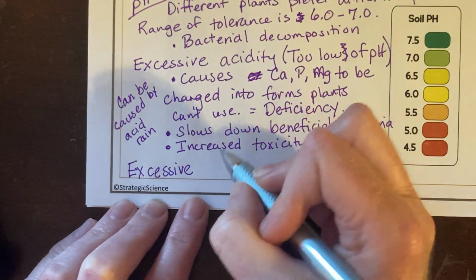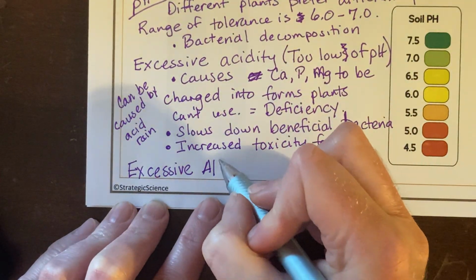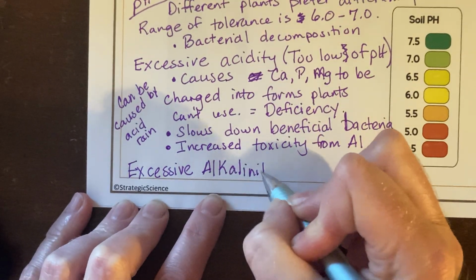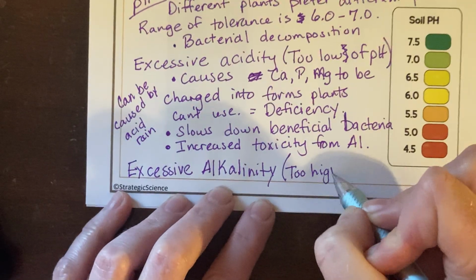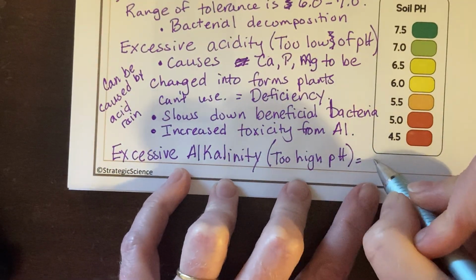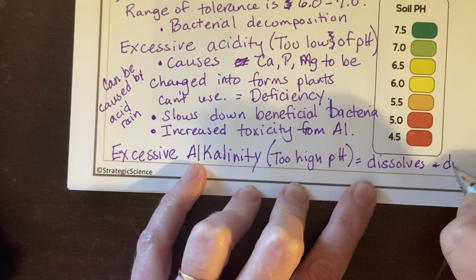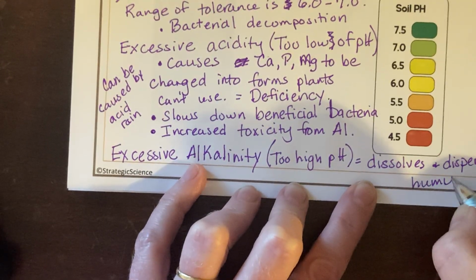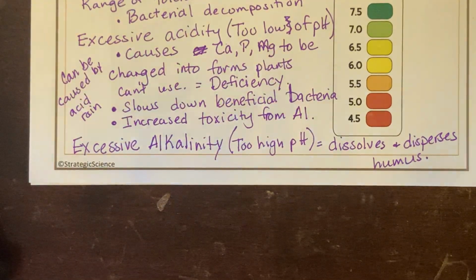So excessive or strong alkalinity, so too high on the pH scale, alkalinity, too high of pH. And what that does is it dissolves and disperses humus. And we'll go over humus on the next page. So it dissolves and disperses humus.